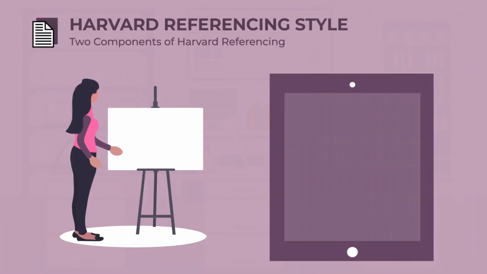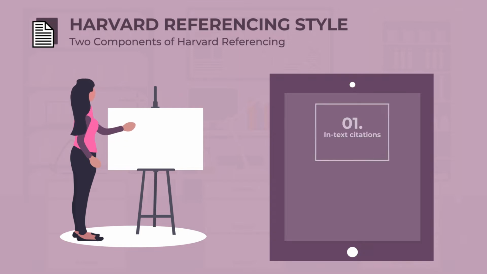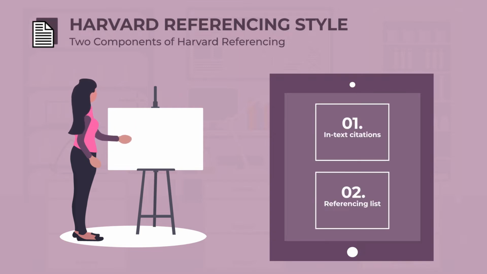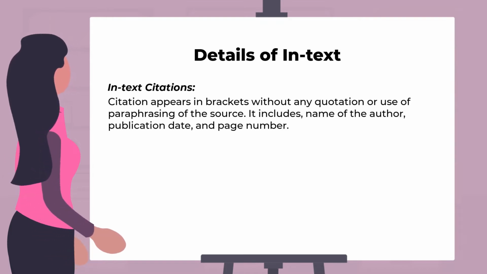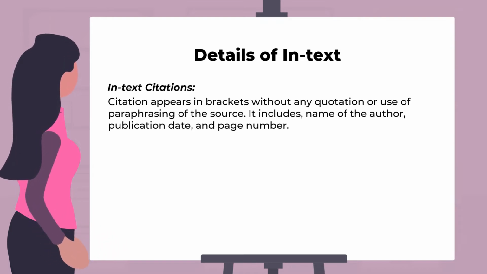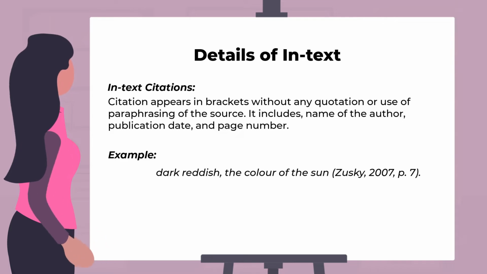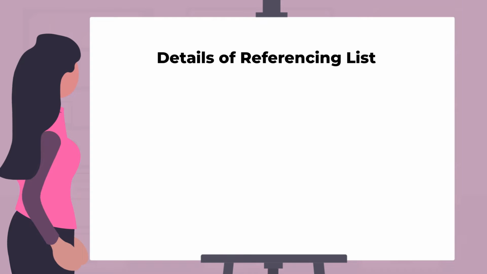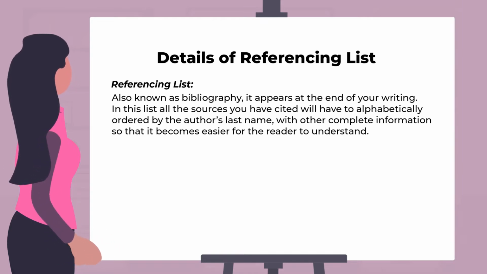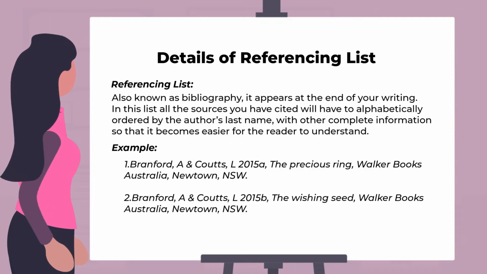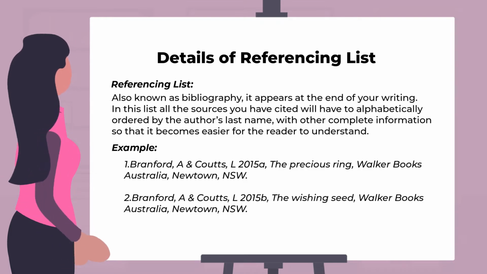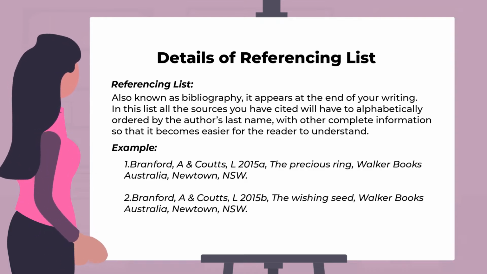It is made up of two main components: in-text citations and a referencing list. In-text citations appear at the end of the source, whether quoting or paraphrasing the text, and in the referencing list all the cited sources will be shown at the end of the document in alphabetical order by the author's last name. Now let's understand this style with some detailed examples.